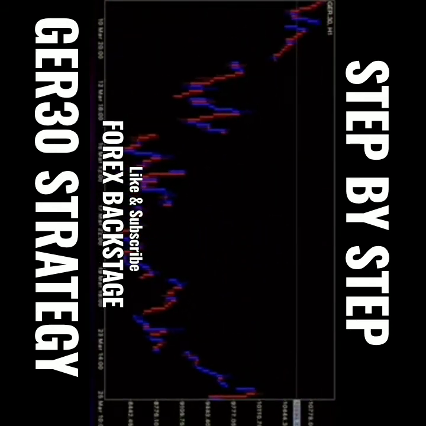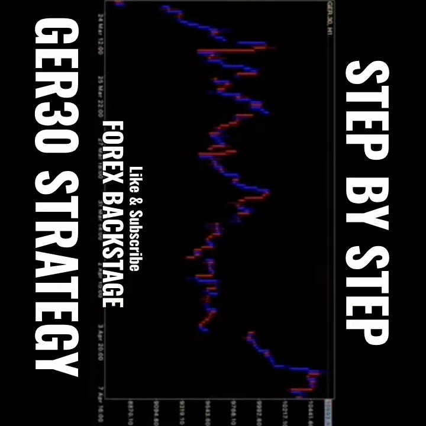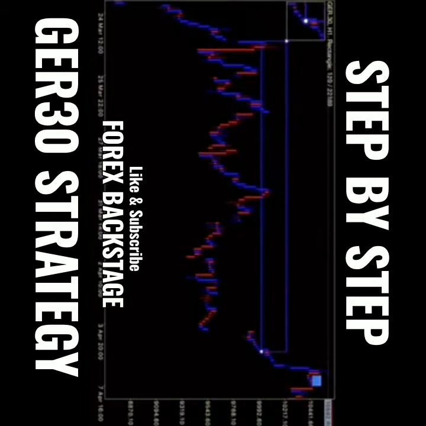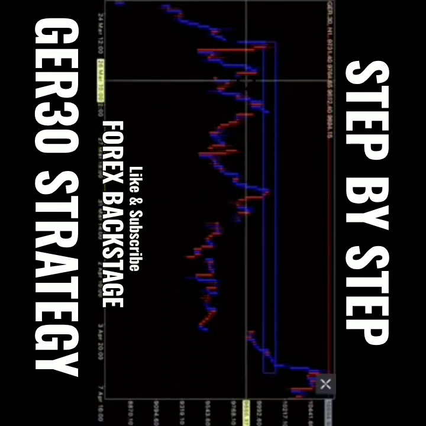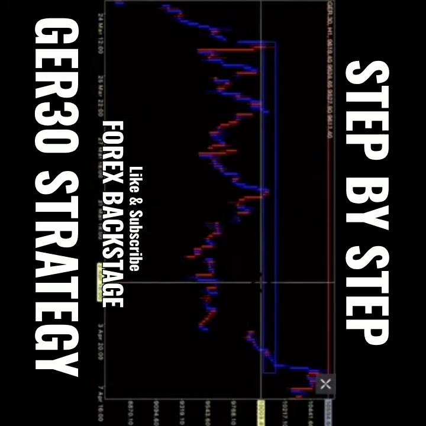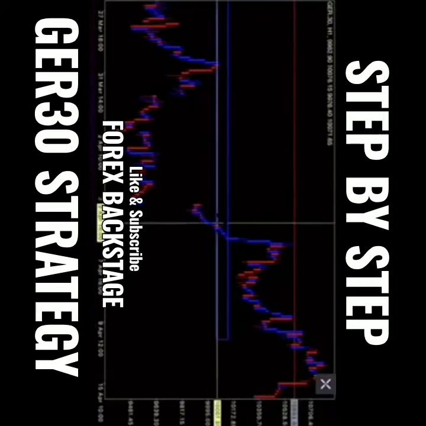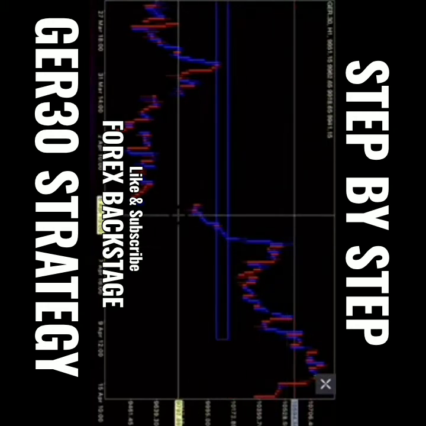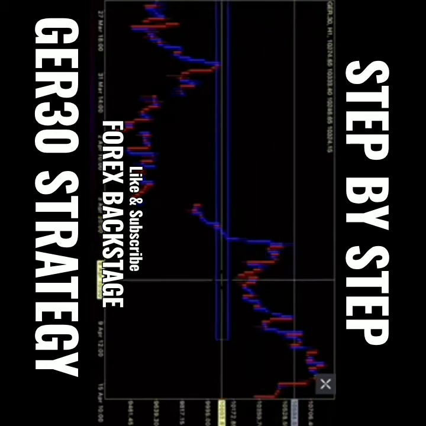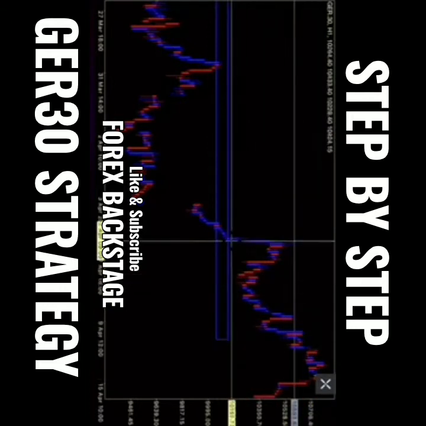The first step, you switch to H1 on GER30, and then after switching to H1 you look for a valid support or resistance. Take a look here. You have a point here, 1, 2, 3, meaning this is a valid resistance, and then there was a breakout here. When there's a breakout on the resistance and then a retest, this resistance changes to a support, and therefore you're gonna look for buy opportunities only.